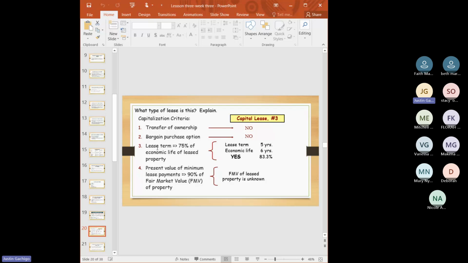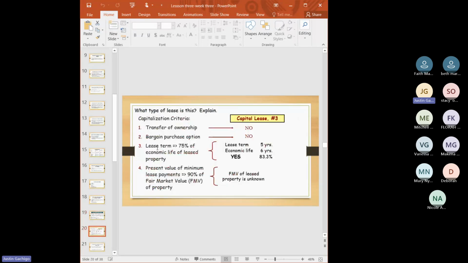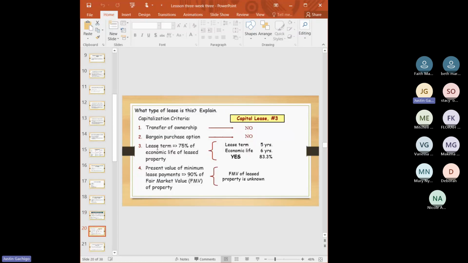Then the next one is the present value of the minimum lease payment, and we have been told in this question that the lessor's implicit rate is unknown, so we cannot get the present value of the lease payment in this case. But just using criteria number 3, you can comfortably say this is a finance lease. And remember, in a question where you are being asked what type of lease this is, you have to list these 4 tests and say what they are according to the question.